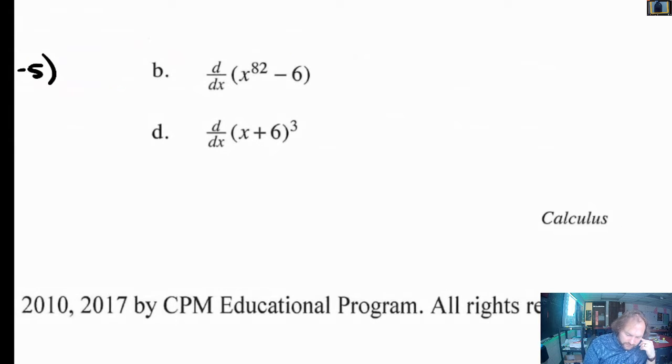Hey, what's the derivative of x to the 82nd power minus 6? Well, it's going to be 82 times x to the 81st, and that's it, because 6 is a constant and it goes away.